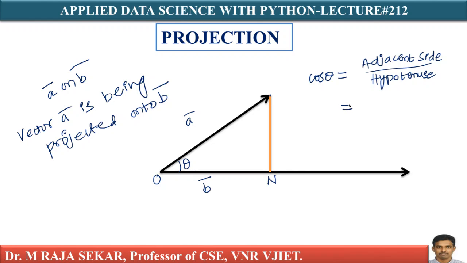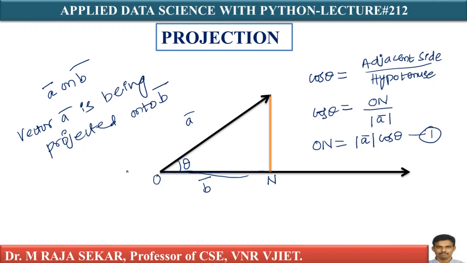What is my adjacent side? My adjacent side is ON. And what is my hypotenuse? My hypotenuse is A bar, the modulus of A bar. Cos theta equals ON by modulus of A bar. Now if I cross multiply it, what will I get? ON, which is the projection. This is the scalar projection. Scalar projection ON equals mod of A bar into cos theta, isn't it? Let me assume this is equation 1.